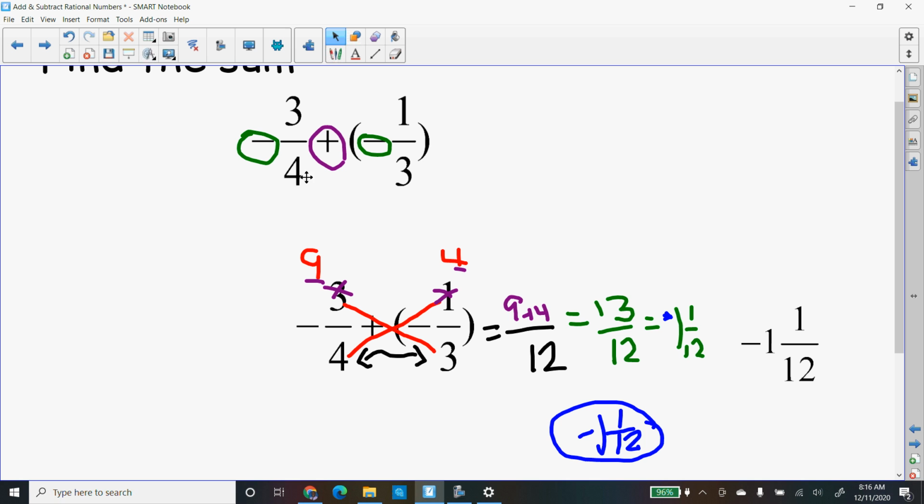Again, multiply the bottom numbers. That'll give you the denominator. Ignore the signs if they have them. Cross multiply. That'll give you brand new numerators. Then add or subtract whatever it tells you in there to do, those numerators, and that'll give you the new numerator. And then simplify. And remember, if you have a negative sign or a positive sign, keep that in mind. The rules for addition of integers. Okay? So that was a good question.